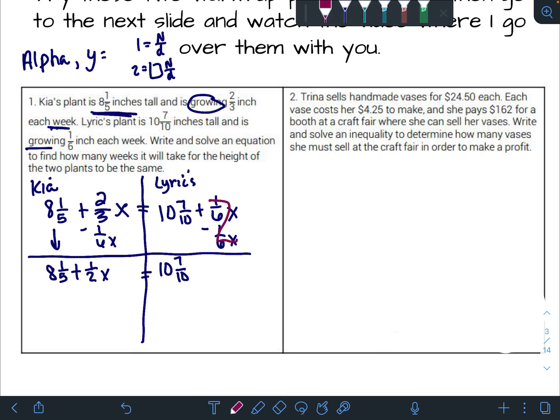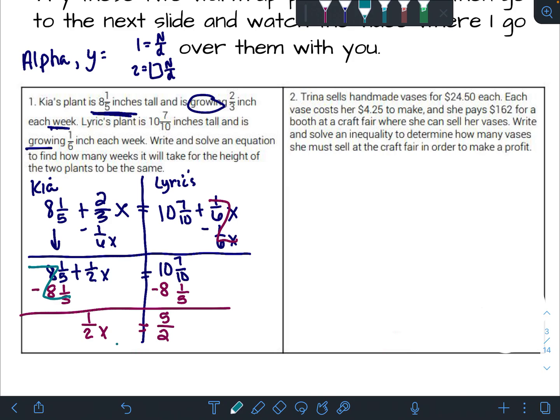Then my goal is to get the variable by itself. So I'm going to take away this 8 1/5. I'm taking it away because to make a zero pair, if I have 8 1/5, to get rid of it, I got to take it away. So those make a zero pair. These make a zero pair. So I'm left with 1/2 x is equal to, so if I do 10 7/10 minus 8 1/5, I get 5/2.